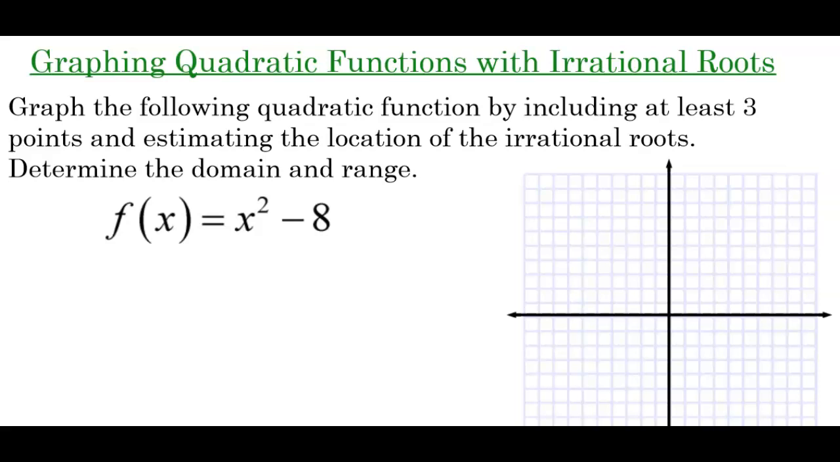So the directions state to graph the following quadratic function by including at least 3 points and estimating the location of the irrational roots. Determine the domain and range. So we're still defining our parabolic curves with 5 points, just 3 well-defined points and 2 estimated based off the irrational roots. Our first function is f of x equals x squared minus 8.